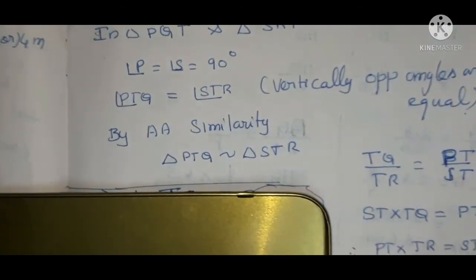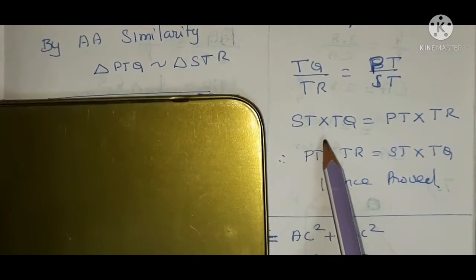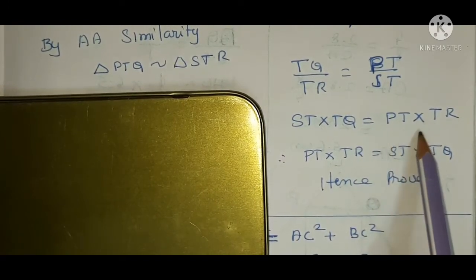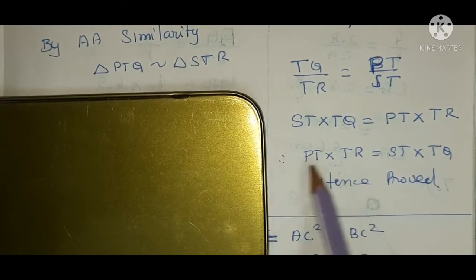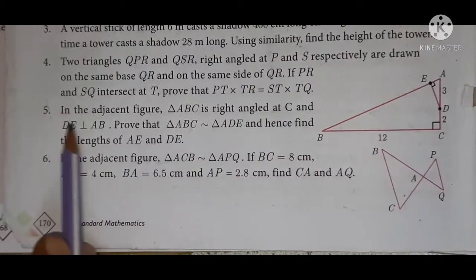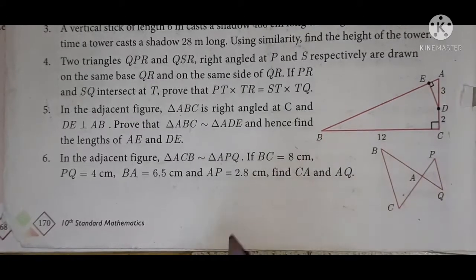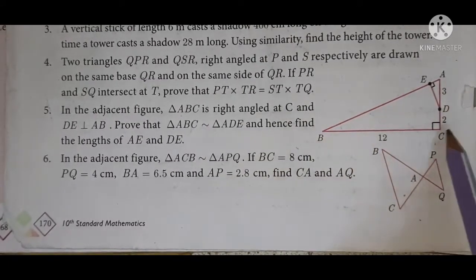Cross multiplication, we get ST into TQ is equal to PT into TR. Therefore, PT into TR is equal to ST into TQ. Hence proved.